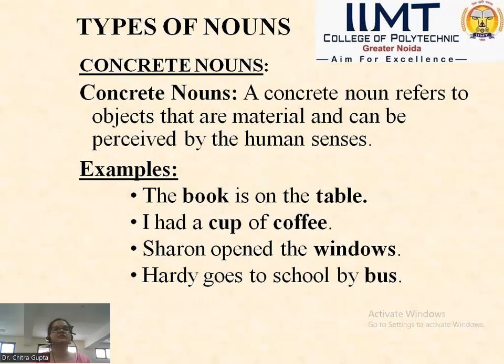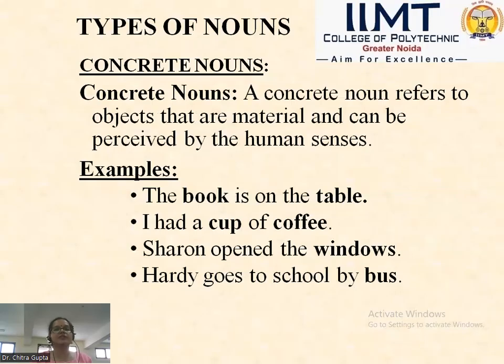Concrete nouns. A concrete noun refers to objects that are material and can be perceived, sensed by the human senses. Like, the book is on the table. Of course, a book can be sensed by your hands, and it comes under the five sense organs. Hence, book is on the table. I had a cup of coffee. It can also be sensed, cup of coffee.